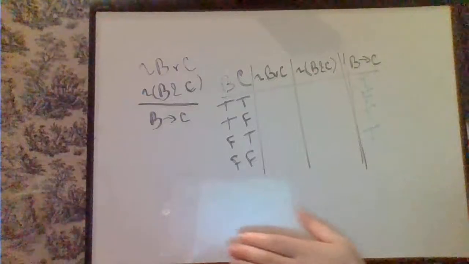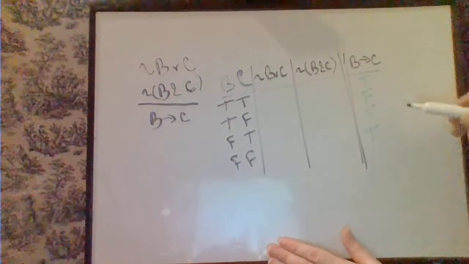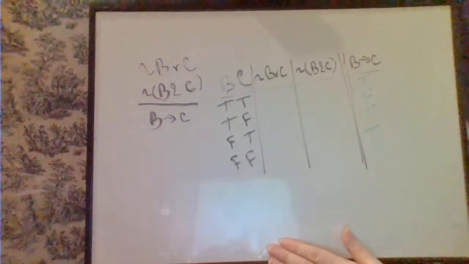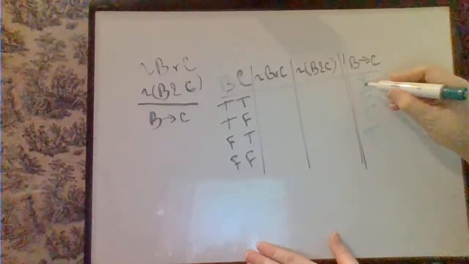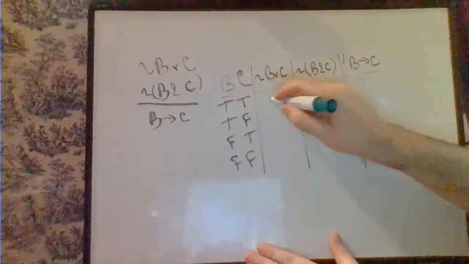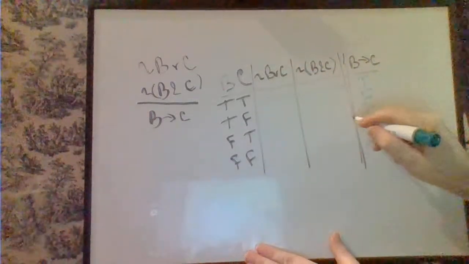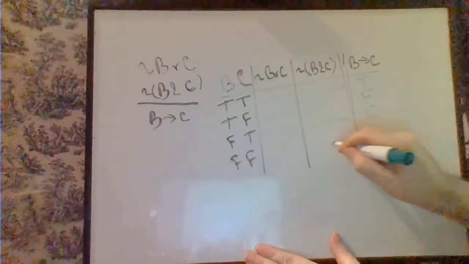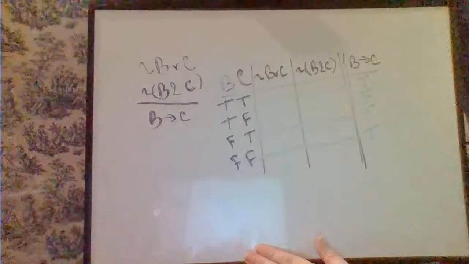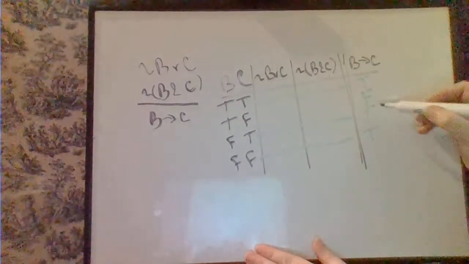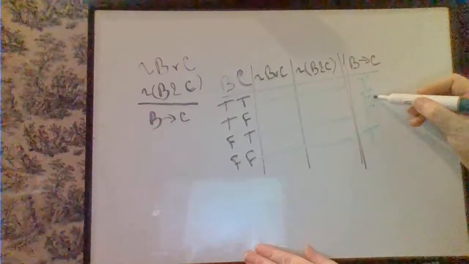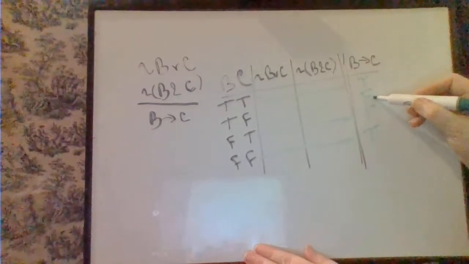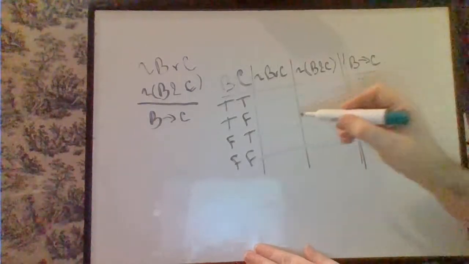Now, the thing is, since the only thing that makes it invalid are true premises leading to a false conclusion, if you have a true conclusion, you don't care what the premises are, because it's not going to show it as invalid. The only one that could show this to be invalid is line 2, so that's the only line we actually have to solve.